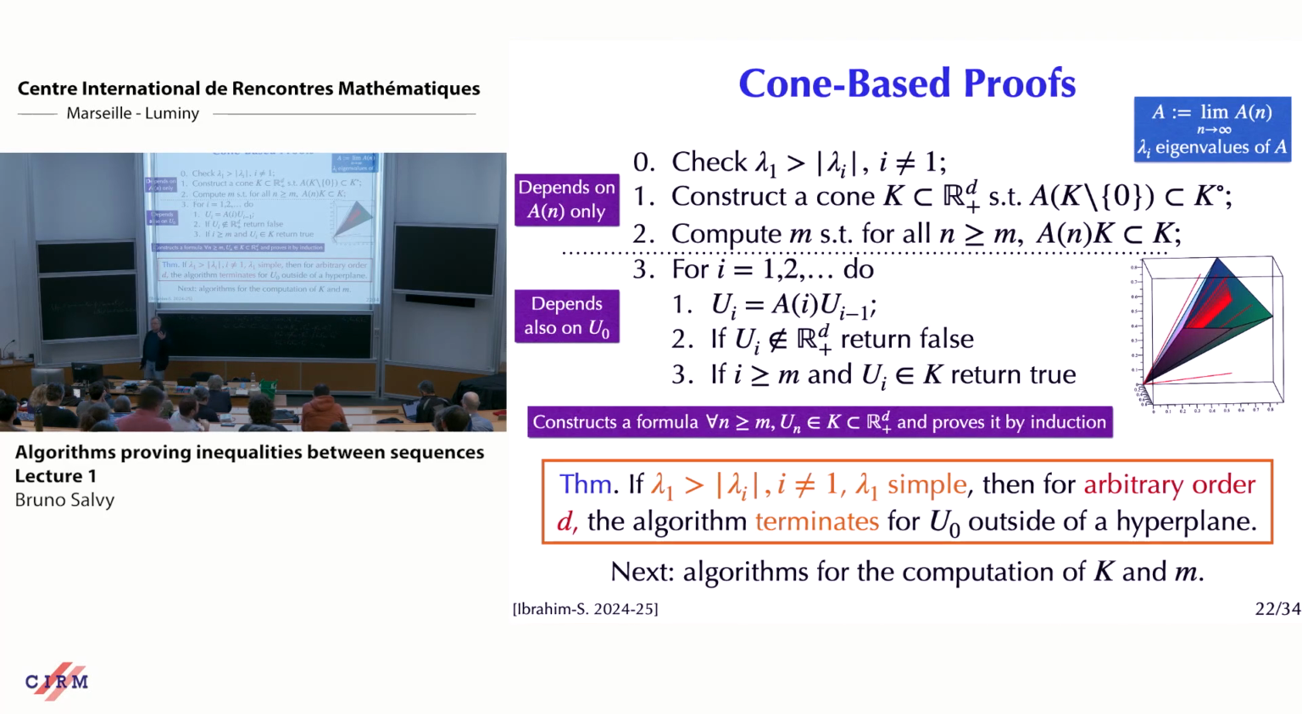So mostly tomorrow, no, part of it today will be about how do you compute K, how do you compute M, and what is this business with U0? Why a hyperplane? And I should say that those cases where it's proved to terminate contain the cases proved to terminate by Cowers and Pilvine for order 2 and 3.